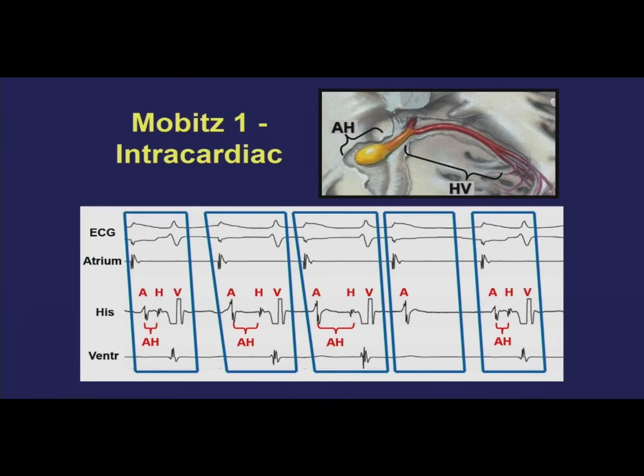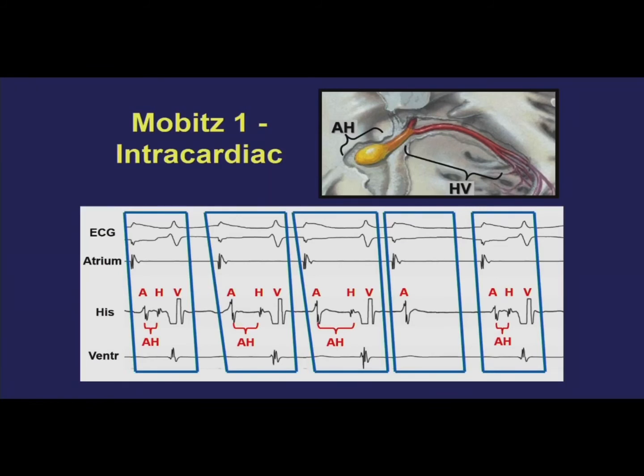So when someone says Wenckebach, you say AV node. Why? Because they did this recording and they saw that the AH interval is the element that was prolonging during a Wenckebach cycle, thereby defining the point of slowing and failure at the level of the AV node. And they saw that over and over and over.